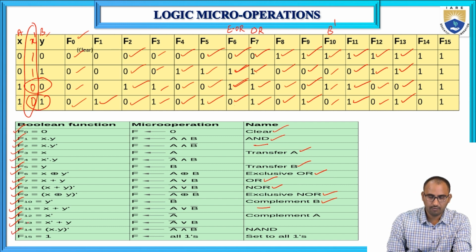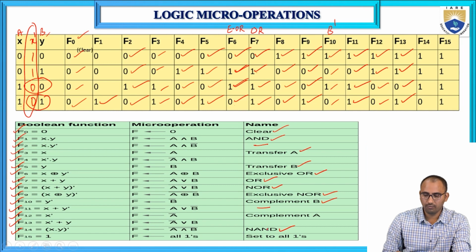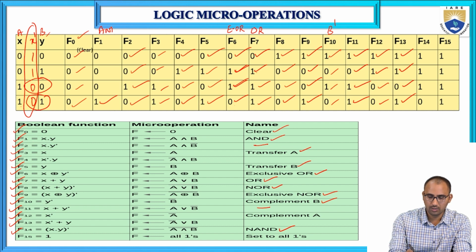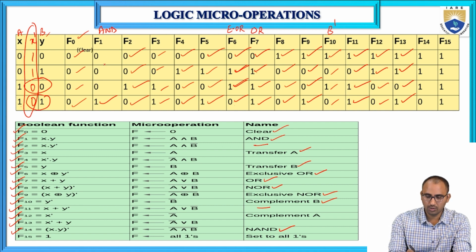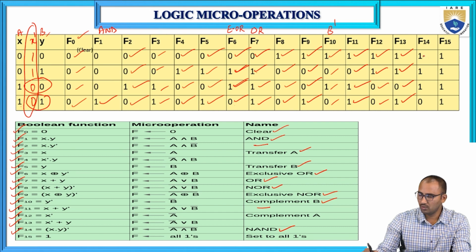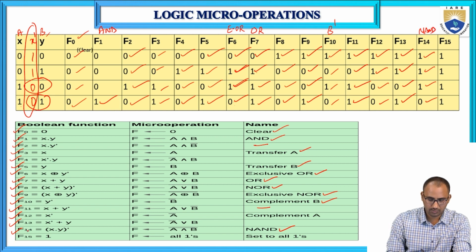Next, F14: X and Y whole bar. So that indicates NAND operation. So which function is performing the AND operation? F1. So this is AND. If you complement that, you will get the NAND operation. So 0, 0, 0, 1 will become 1, 1, 1, 0. So this is NAND.